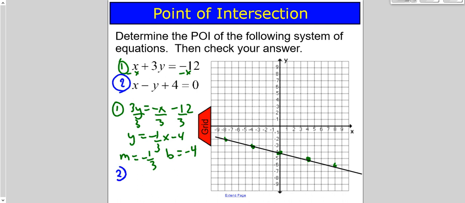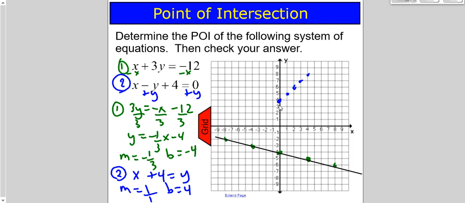So equation 2, I'm going to add a y to each side, and then that gives me x plus 4 on this side and y on the second side. And so my slope is 1 over 1, and my y-intercept is a positive 4. So my y-intercept is positive 4, which is up here. Now, 1 over 1 is fantastic. That means up 1 over 1, up 1 over 1.